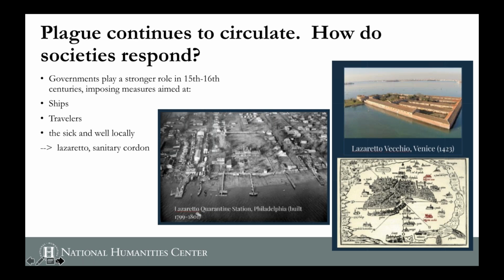Some people say that these Venetian Lazarettos were the first quarantine stations. Others say that Ragusa, which is modern Dubrovnik in Croatia, was the first to institute these formal waiting periods before people could enter into a city. And it was initially 40 days, which gives us the word quarantino.